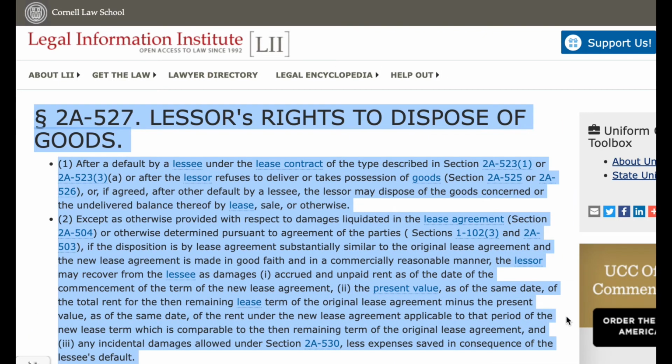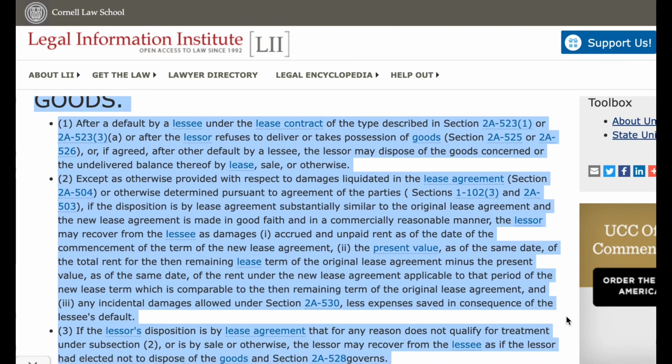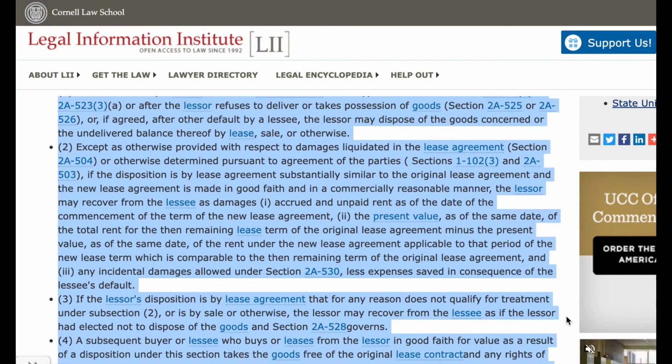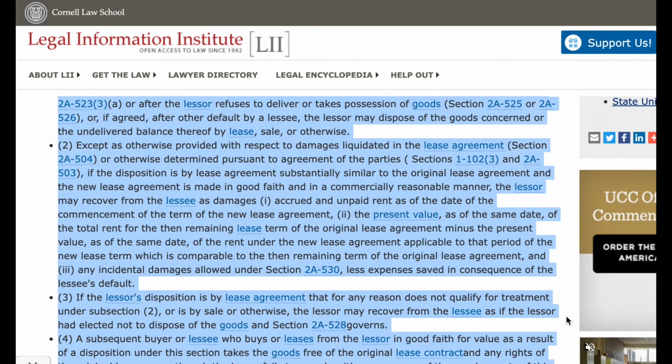Paragraph 2A-527. Lessor's rights to dispose of goods. 1. After a default by a lessee under the lease contract of the type described in section 2A-523(1), or 2A-523(3)(a), or after the lessor refuses to deliver or takes possession of goods, section 2A-525, or 2A-526, or, if agreed, after other default by a lessee, the lessor may dispose of the goods concerned, or the undelivered balance thereof, by lease, sale, or otherwise.